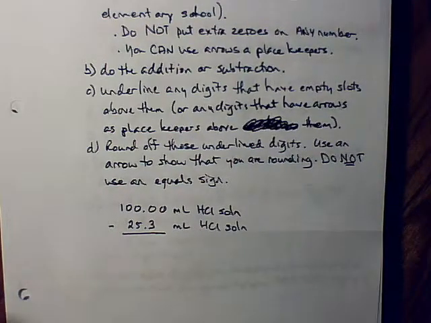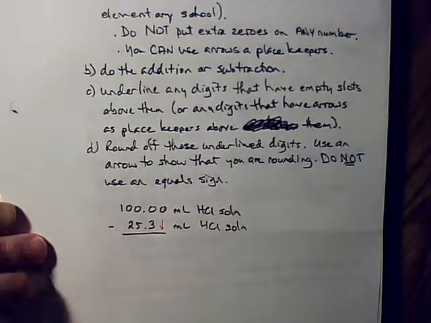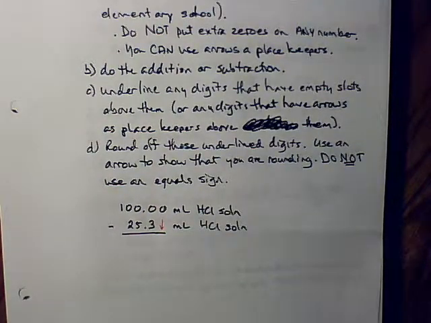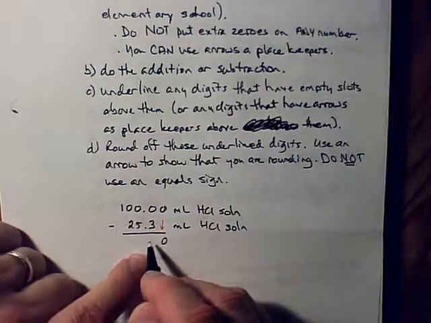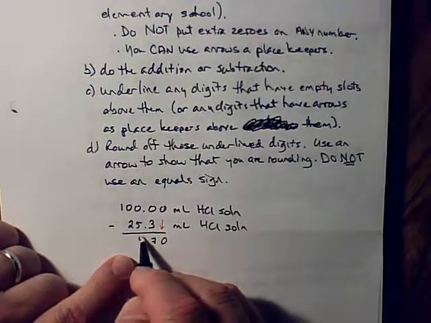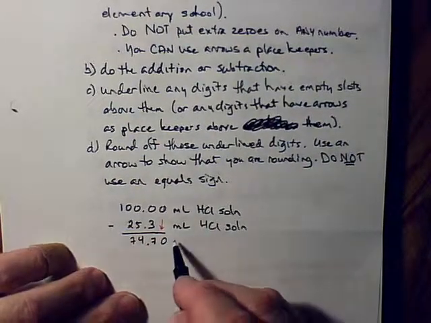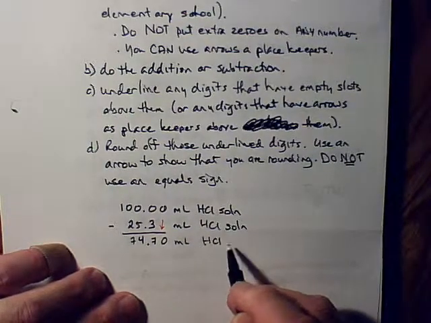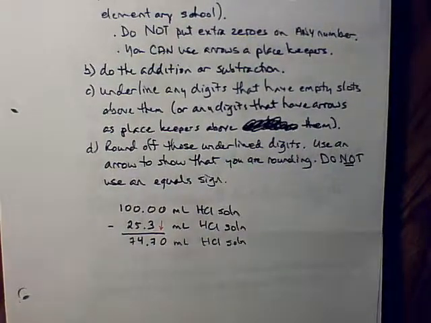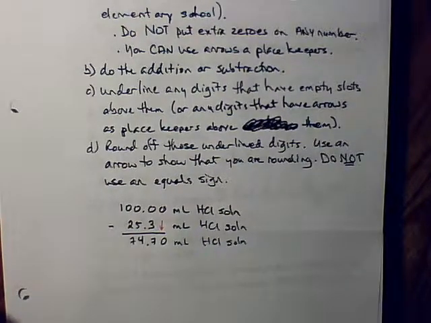So you can notice here that you've got an empty slot under that 0 right there. Now when we subtract, we get a 0 here, a 7 here, a 4 here, and a 7 here. Units of measurement, milliliters, hydrochloric acid solution. Notice I've kept my units of measurement and my species on every single measurement or calculated number, because I want to make sure I'm clear about identifying what those numbers apply to.